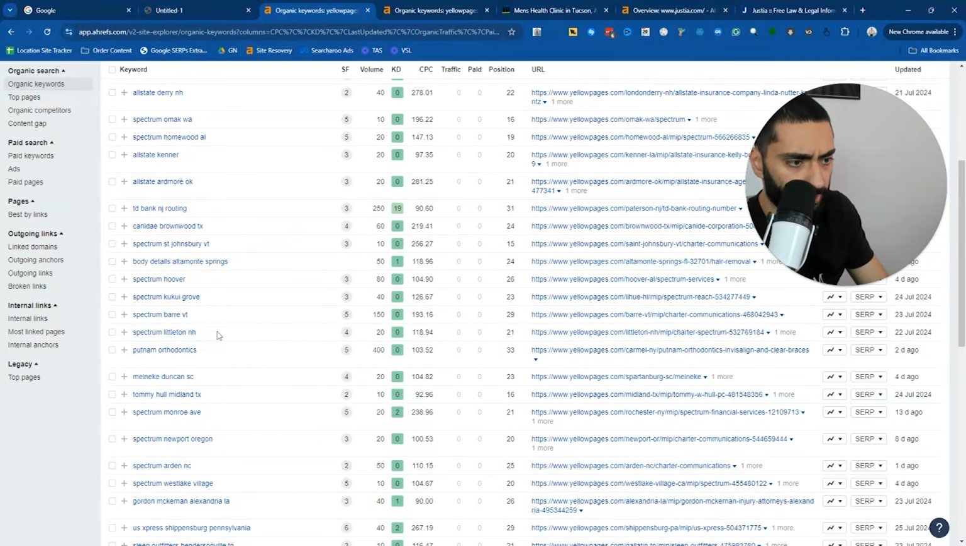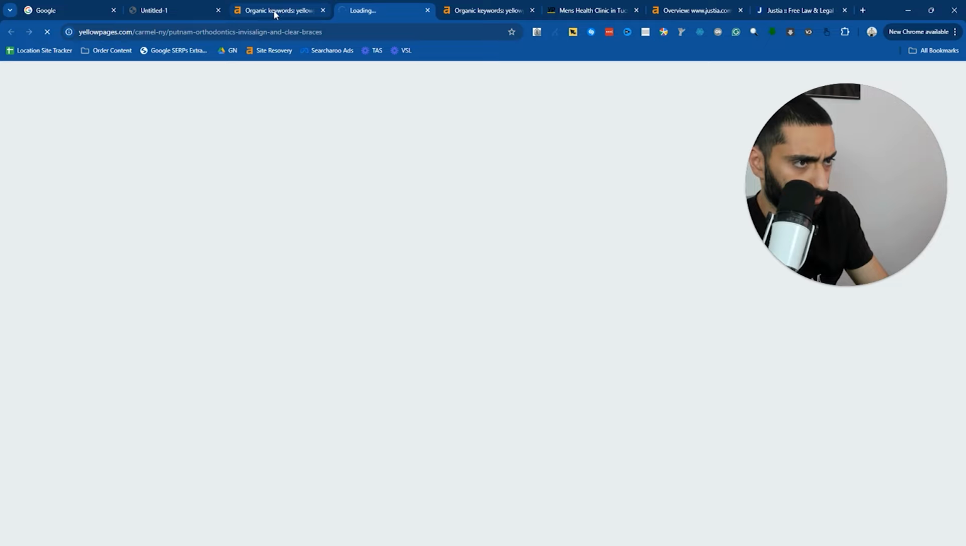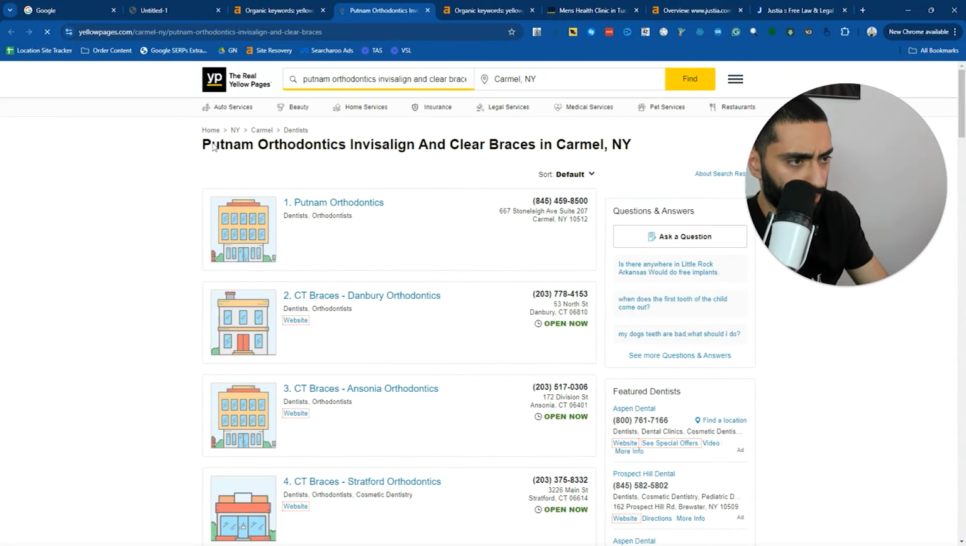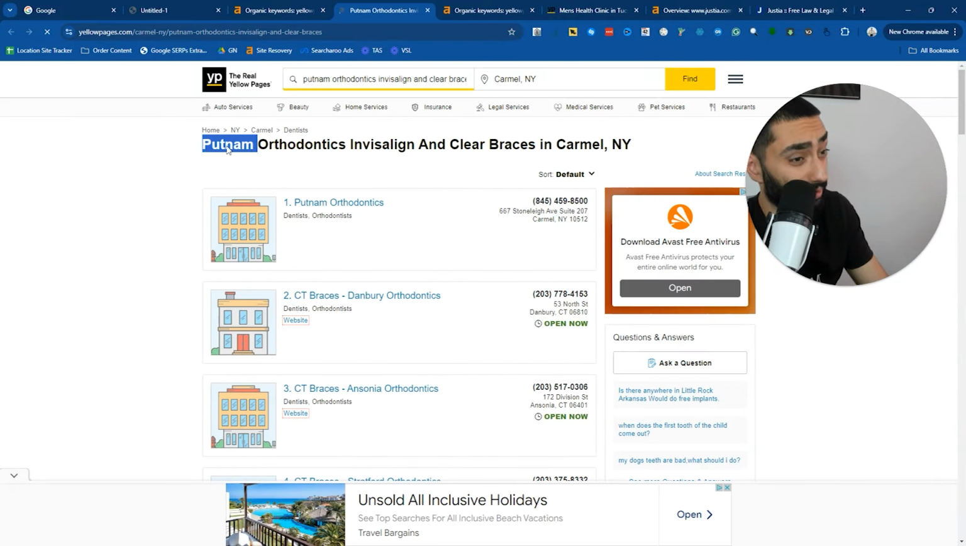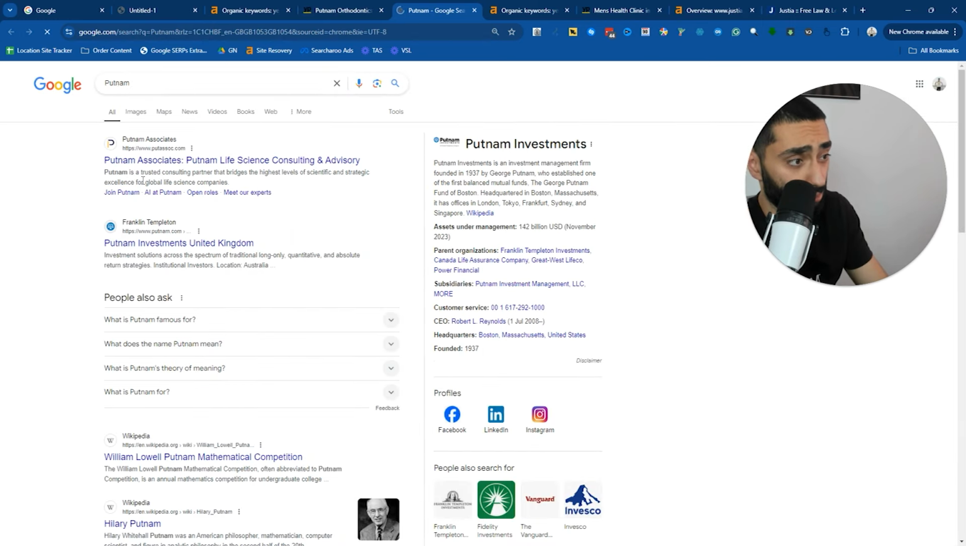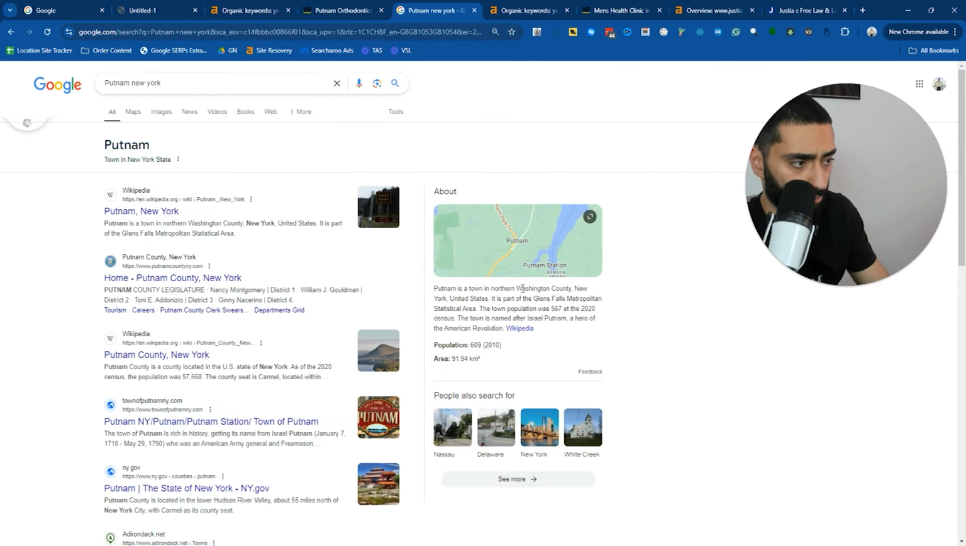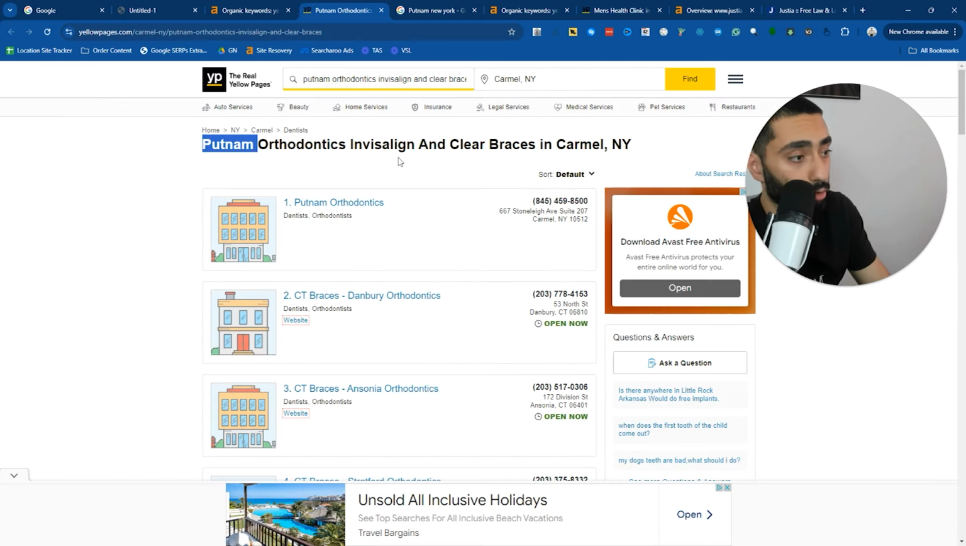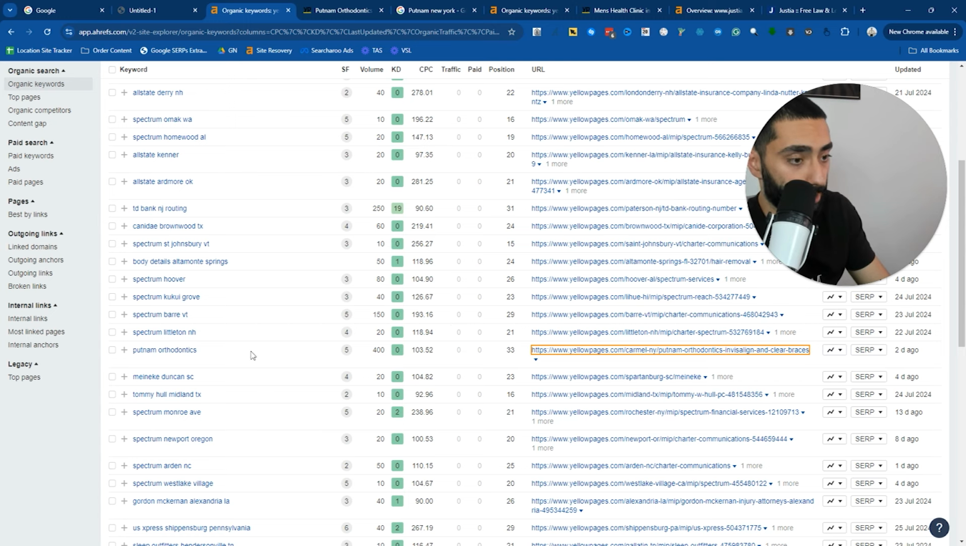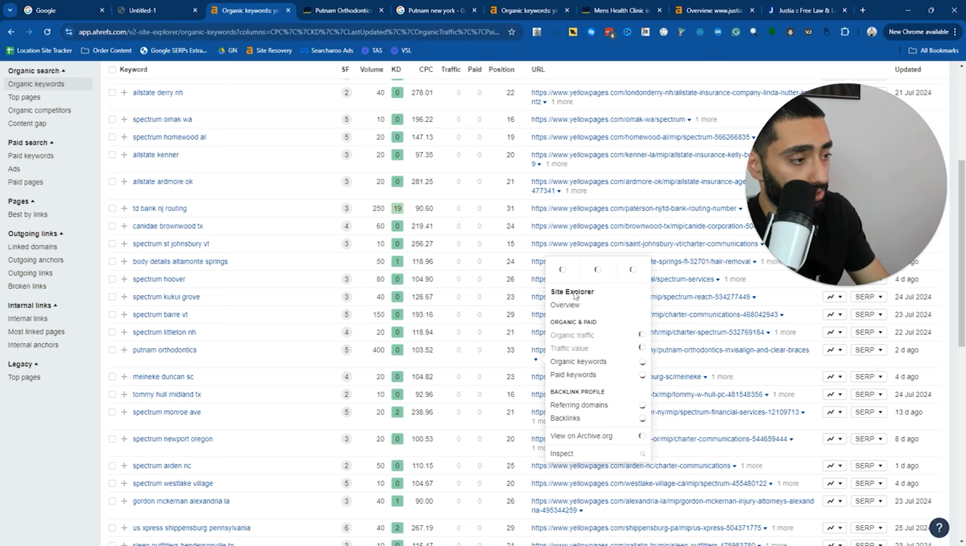what we will find is, for example, is this a brand? Putnam Orthodontics. So Putnam, I believe it's an area in New York. Let's just see here, New York. Yes, I believe it is a town in northern Washington County, New York. So you could potentially look to build out an orthodontics website, and it also gets a fair amount of searches as well. 400 searches, 0 keyword difficulty.